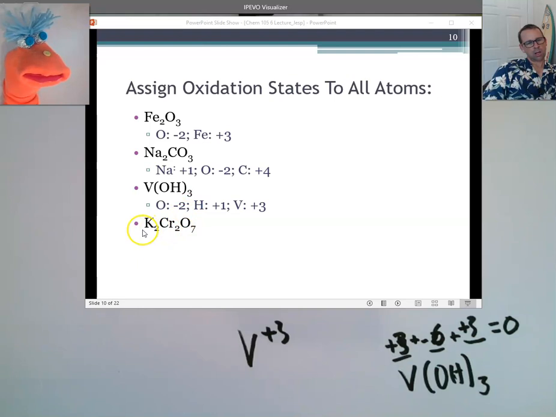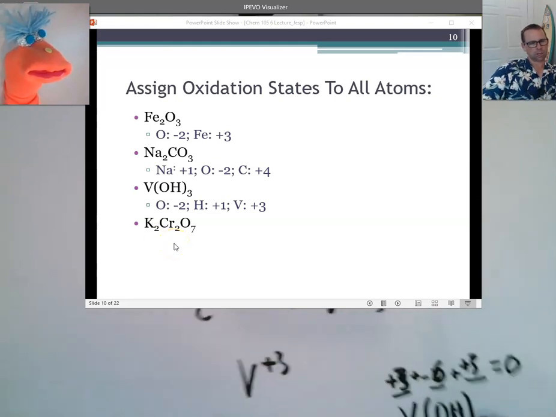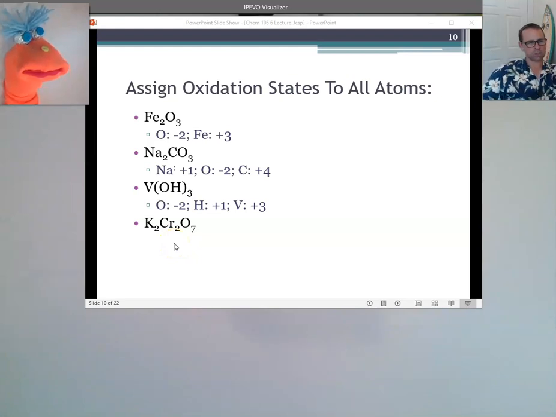So, what in the world is this thing? I was looking just in case. I saw that Cr2O7 is dichromate. So this is potassium dichromate. All right, very good. Okay, so how do we identify what the oxidation numbers are?